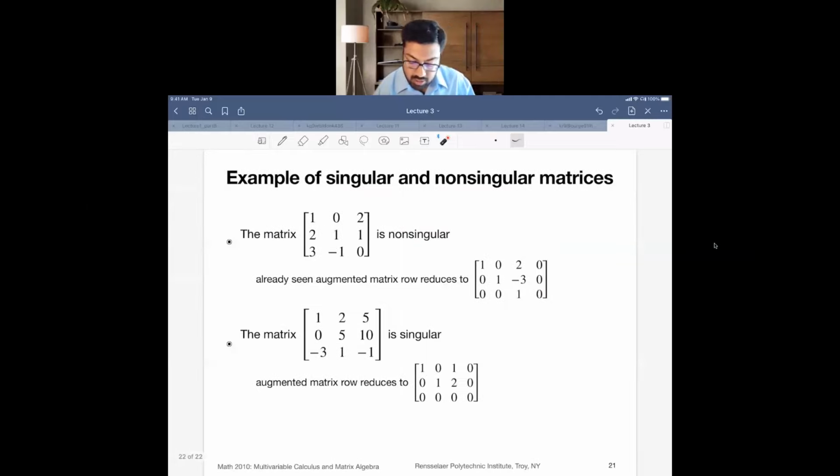Let's take a look at an example of a singular and non-singular matrix over here. This particular matrix, the claim is that it is non-singular. First of all, it is a square matrix, so that checks out. And then if you look at the columns of this matrix, they happen to be linearly independent. How do we know this? Well, because we have seen that the augmented matrix of this reduces to this earlier, right?